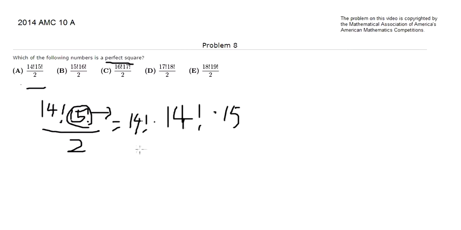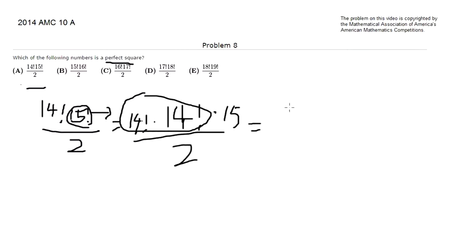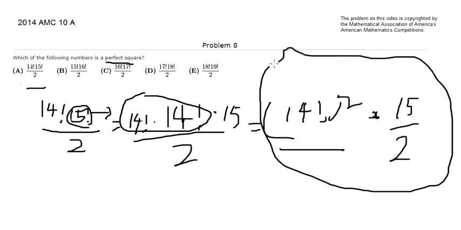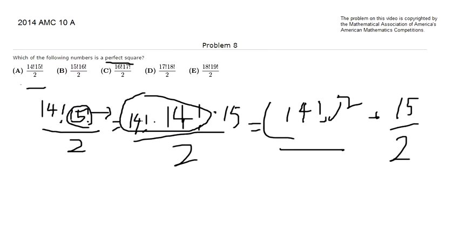So if that's 15 factorial, this whole thing equals 14 factorial times 15 factorial divided by 2. Well, this is 14 factorial squared, so that's the same thing as 14 factorial squared times 15 divided by 2. Okay, so that part is a perfect square, but since we multiply by another number, we have to know if this whole thing is a perfect square or not. For that, this part has to be a perfect square, and that part has to be a perfect square. Well, 14 factorial squared is something squared, but 15 divided by 2 is not a perfect square, so that's not it.